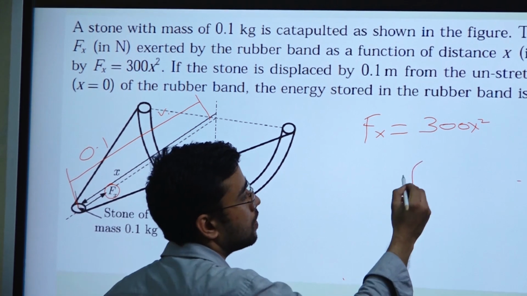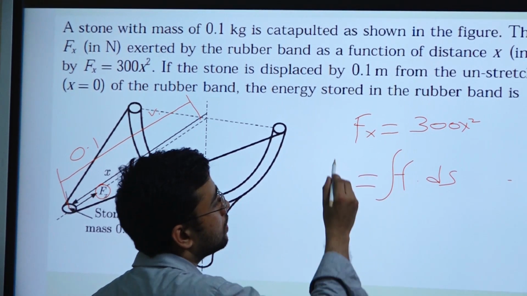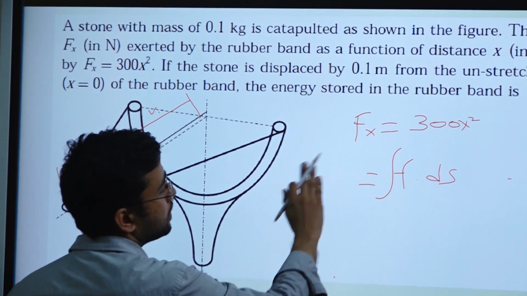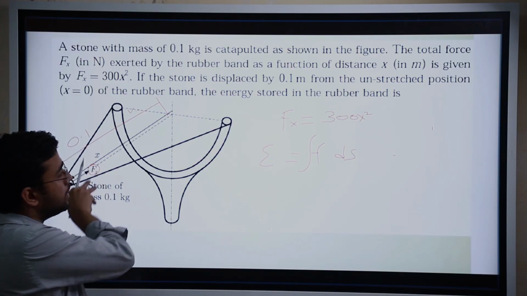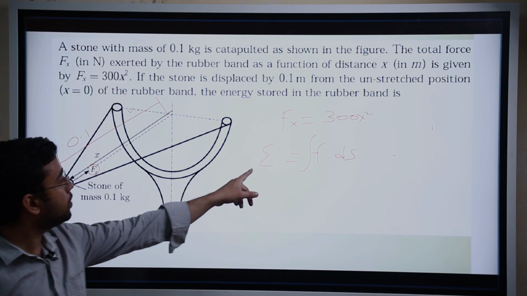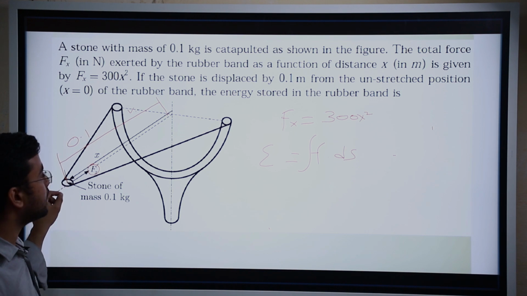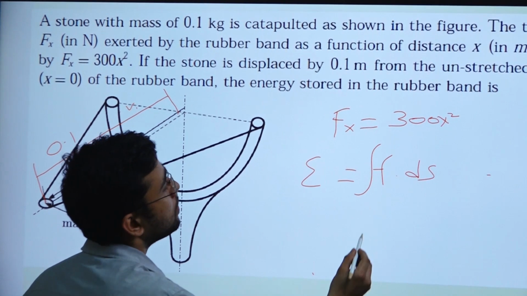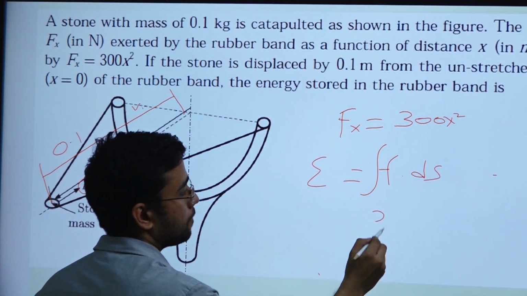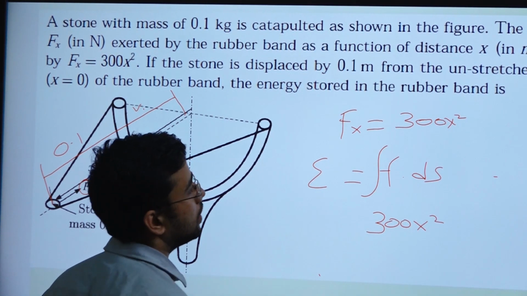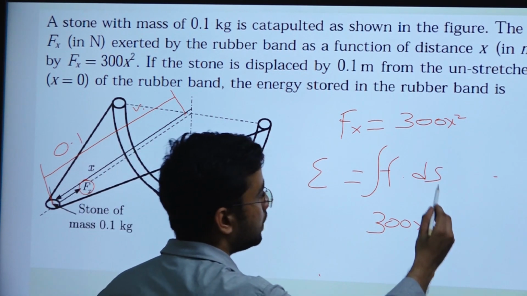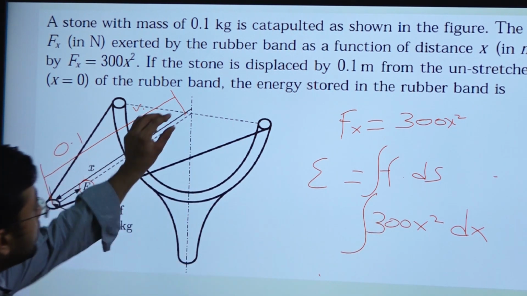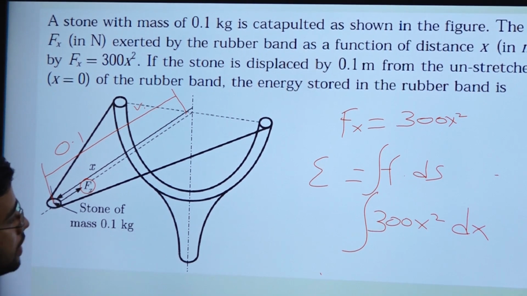Again we will apply the same integration of F dot ds, work done will be equal to energy. So what will happen? First this F ds will be stored as energy. When you release it, this energy will become work done, and this ball will get some velocity because of that work done. So what is the F? 300 x square, and what is dx? ds is nothing but dx, and both have the same direction. The displacement has the same direction as the force.